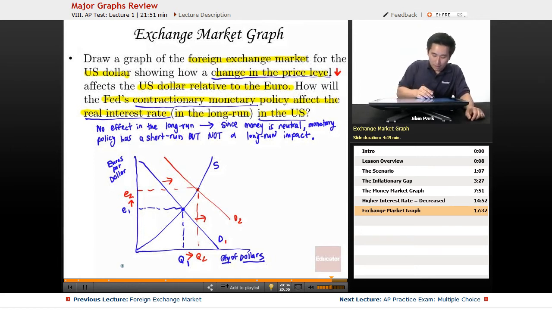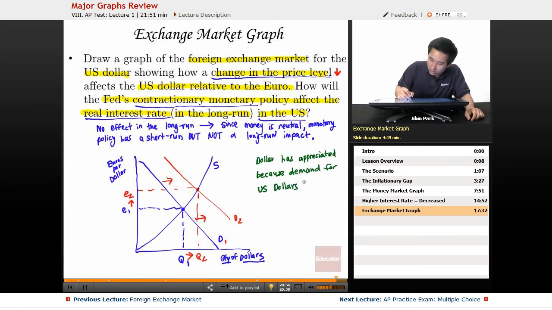And so what happens to the value of the dollar? So the dollar has appreciated because demand for US dollars has increased.